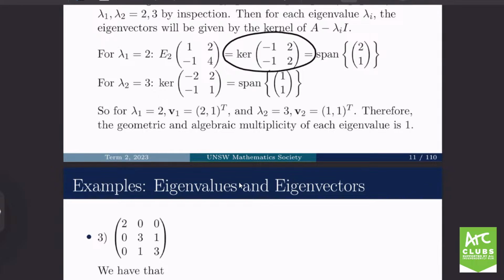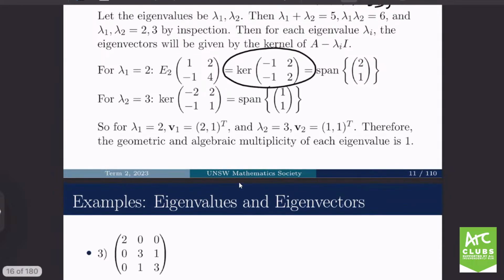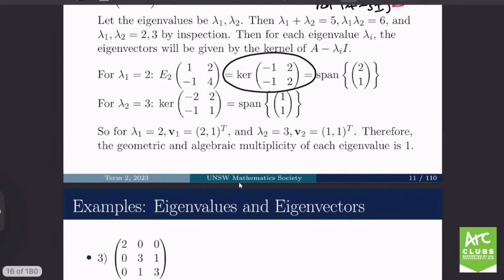Now we can do the same for the second one, lambda 2 equals 3, and what we get is the span of (1, 1). So our first eigenvector would be (2, 1) and our second eigenvector would be (1, 1). Remember that eigenvectors are not unique. The eigenvalues are the important ones, and once we find them, we can find the eigenspaces as the span of basis vectors. In this case, they're (2, 1) and (1, 1).